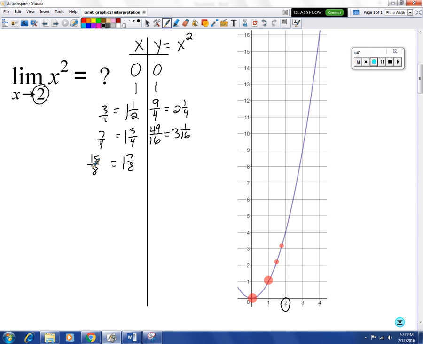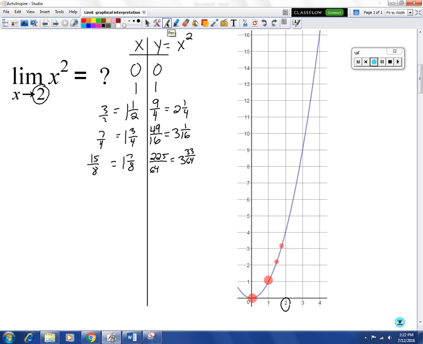When I square both the 15 and 8, I get 225 over 64. 64 will go into 225 3 times. 64 times 3 is 192, and 225 minus 192 is 33. So it's really the same as 3 and 33 over 64. Really, really super close to 3.5. Just a tiny bit over 3.5.